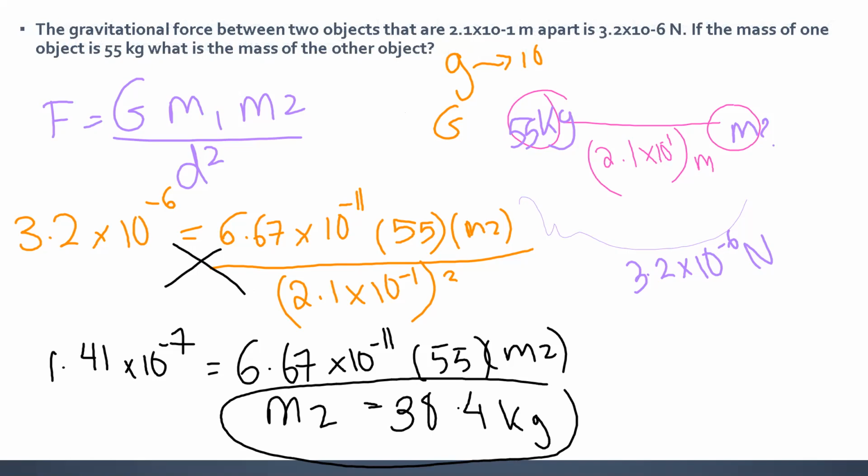So mass 1 is 55 and mass 2 will be 38.4. Is it clear? Yes. Okay.